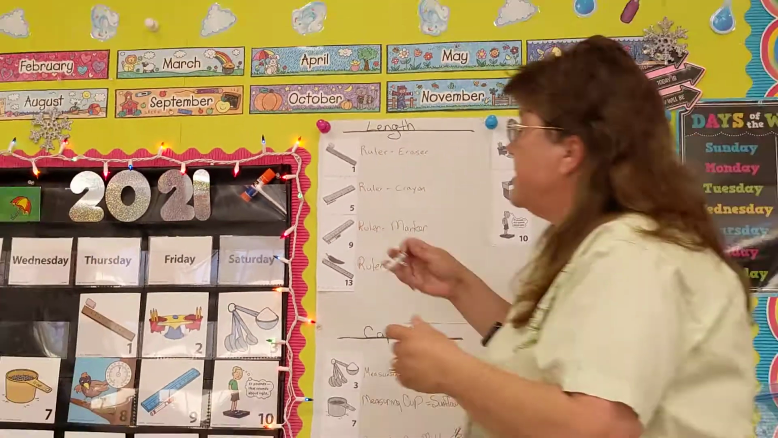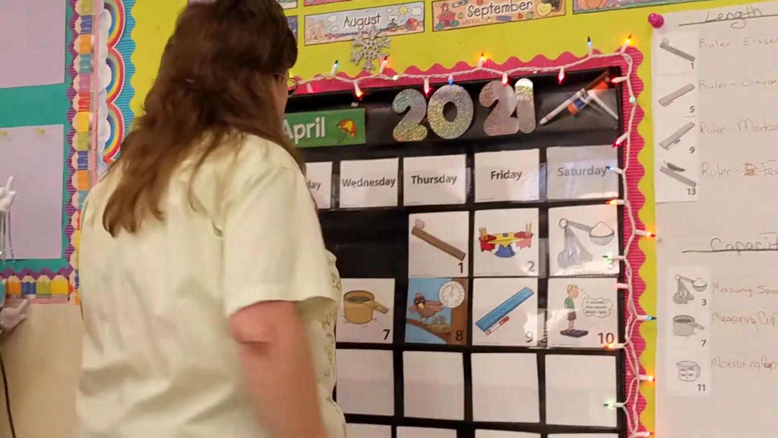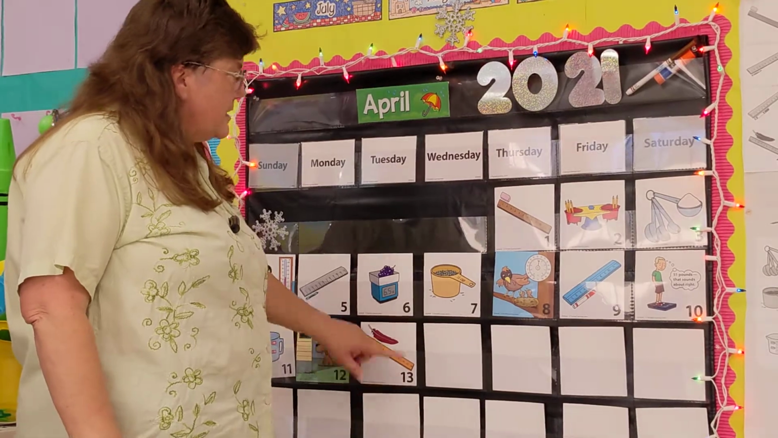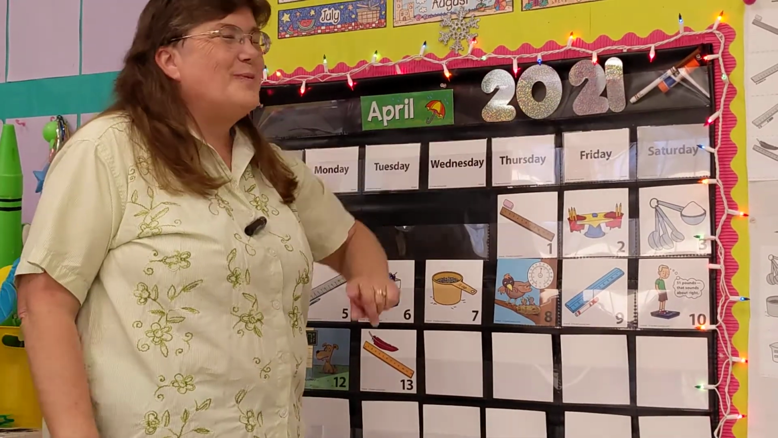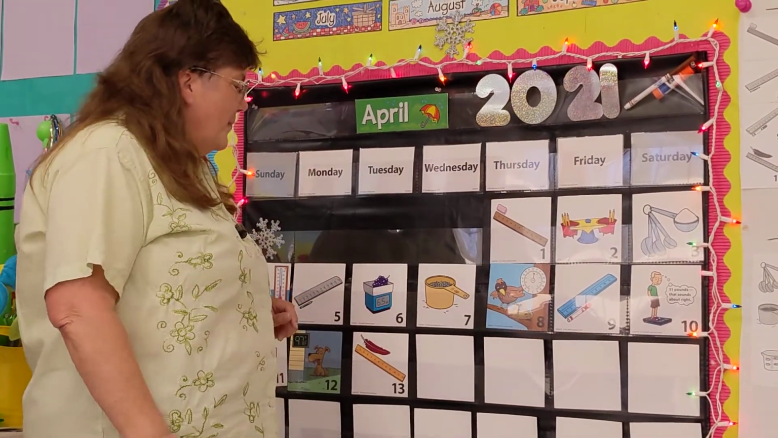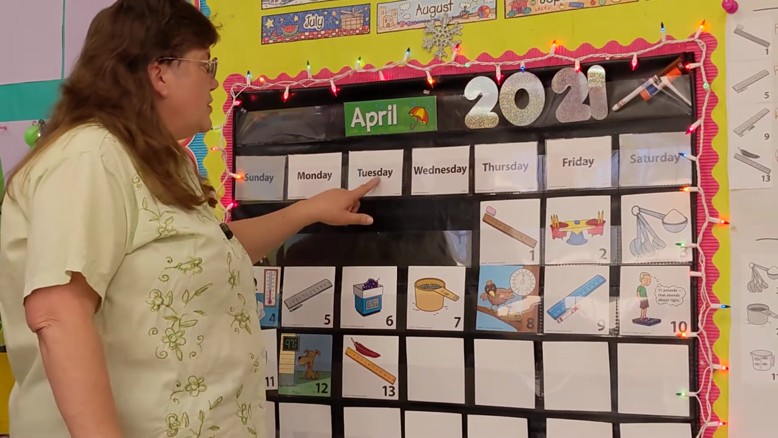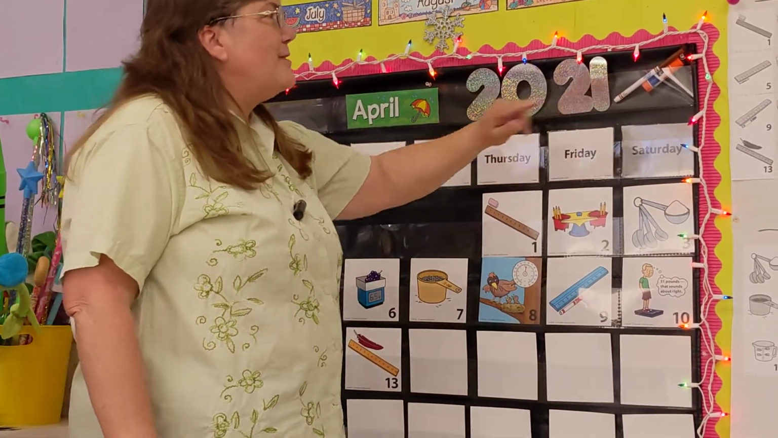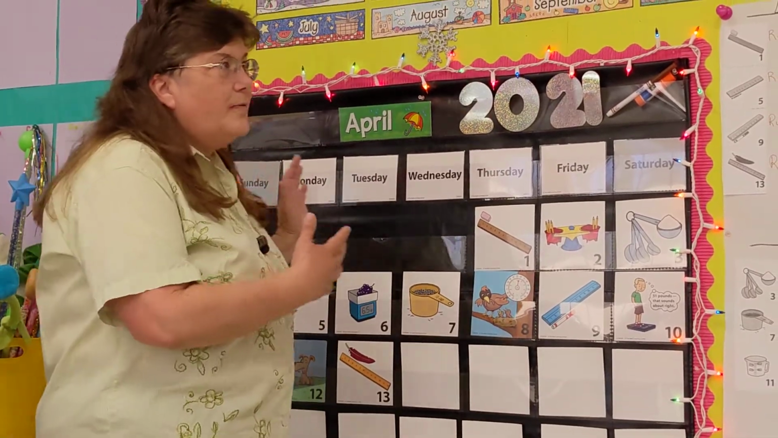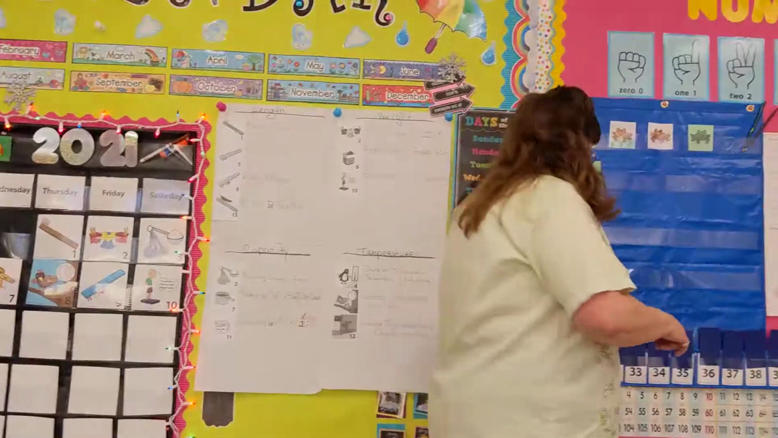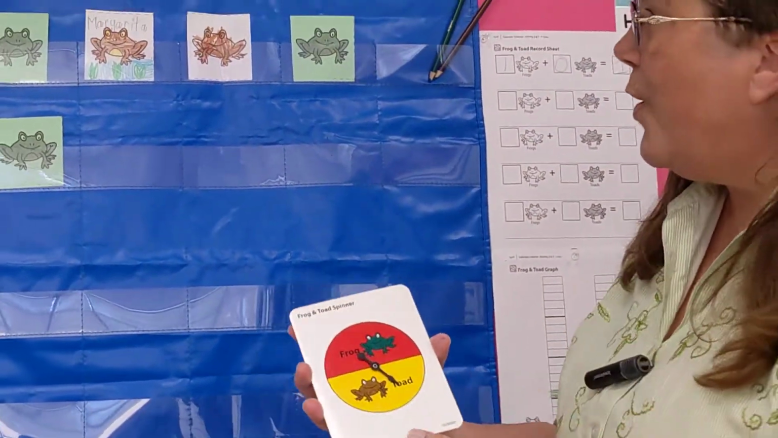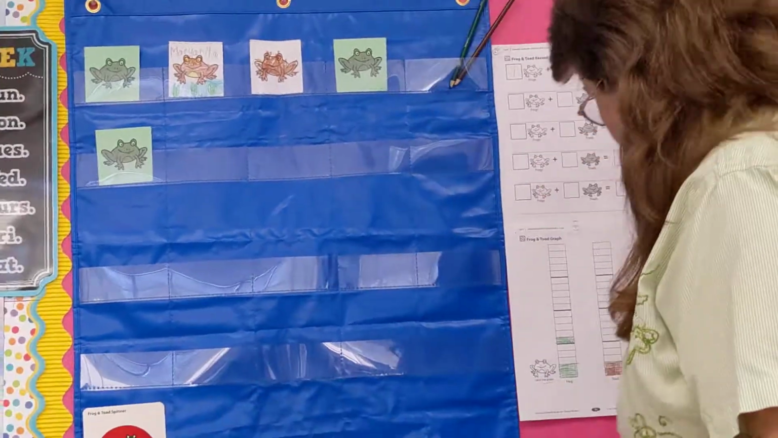Okay, let's come back and say the date. Today's date is Tuesday, April 13th, 2021. Let's say that one more time. Today's date is Tuesday, April 13th, 2021. Okay, we're done with that. Let's come and spin for a toad or a frog. A toad today. Woohoo!